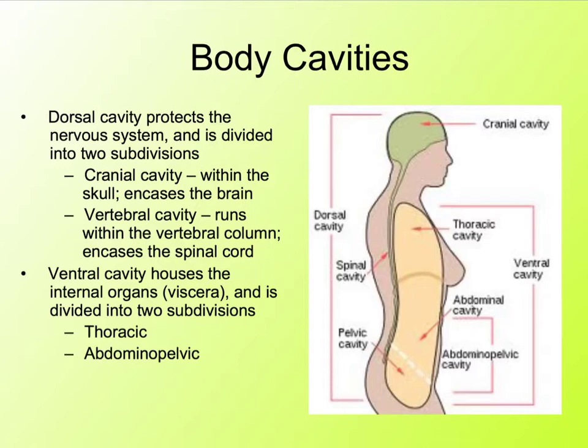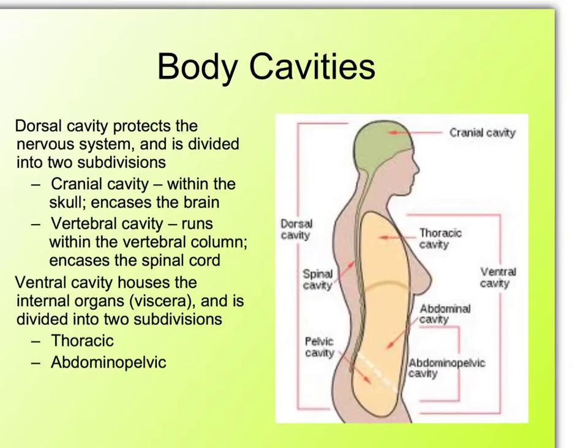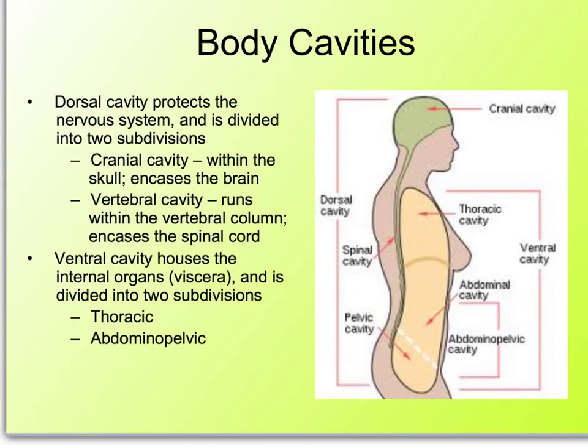So, the dorsal cavity is the cavity that lies in the back and it protects the nervous system. And the dorsal cavity is divided into the cranial cavity and the vertebral cavity. The cranial cavity is where the brain is, and the vertebral cavity runs along the column. So these areas marked, they're kind of greenish, that run along here, that's the vertebral cavity, and then the cranial cavity is at the top.